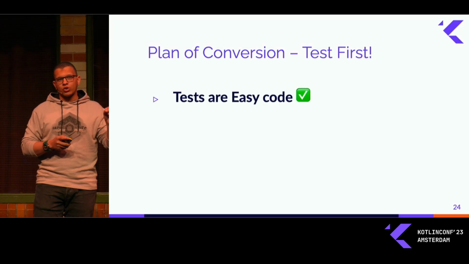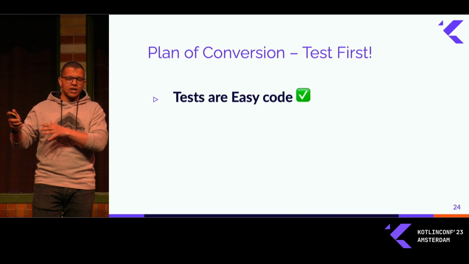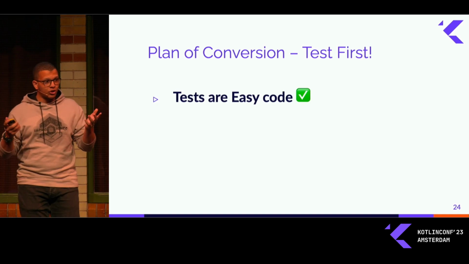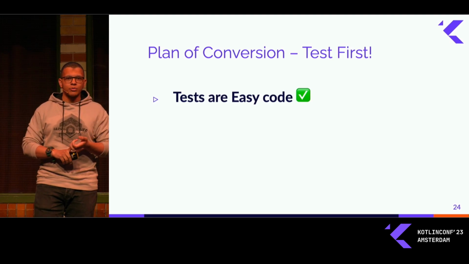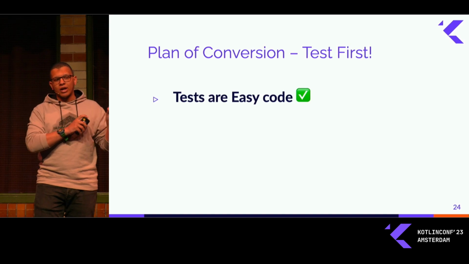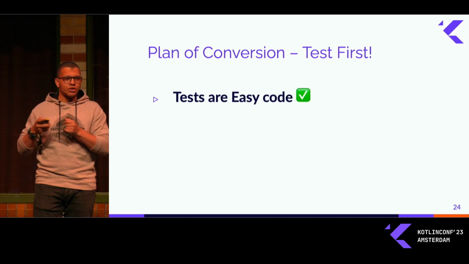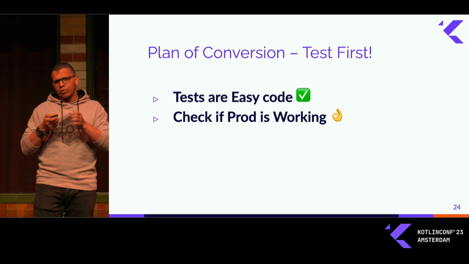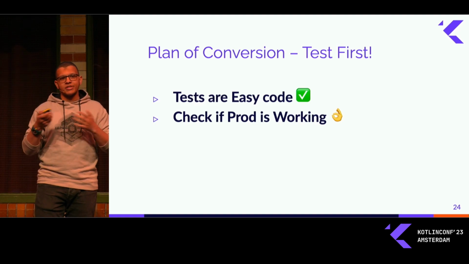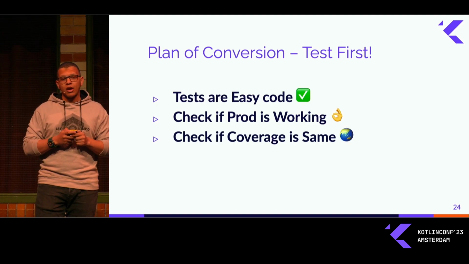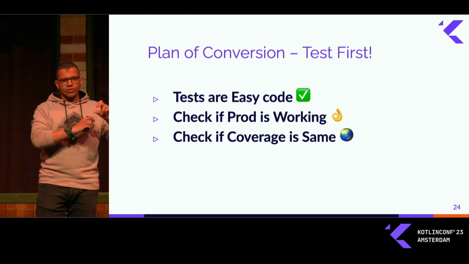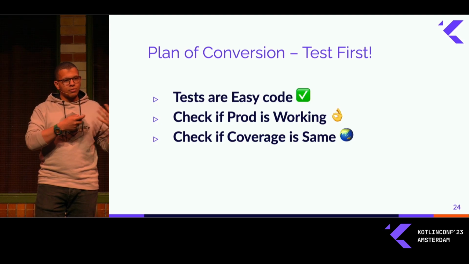For me, I always start with the tests first. Why? It's not because I apply TDD, but because test code is usually easy, right? We don't have ifs and elses, we don't have while loops. Maybe you have while loops in your tests, I don't know, but test code is pretty easy. So you can convert the test code first, and then you can check if the production code is still working. If it's still working, it means the tests are testing kind of the same thing. What you also need to do, maybe, is compare the coverage between the Java code and the Kotlin code, of course, for the tests. It must be the same, so it means we are testing the same thing.